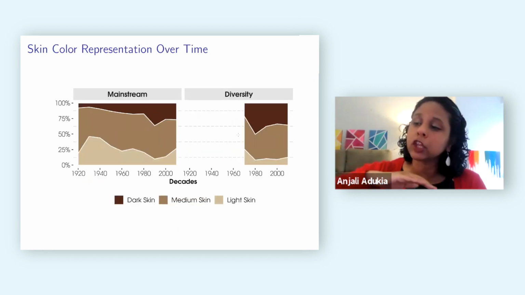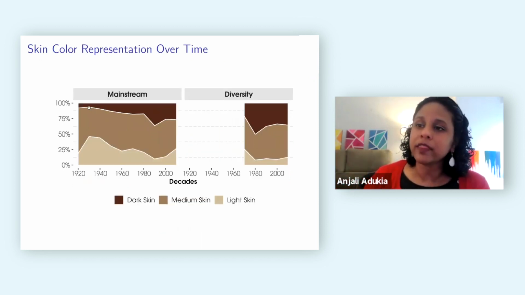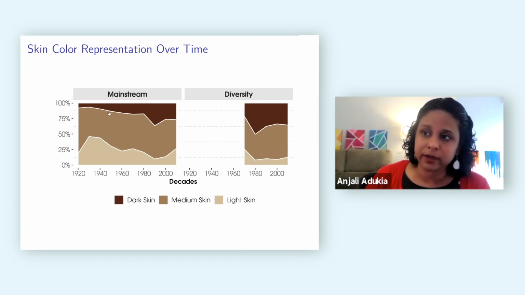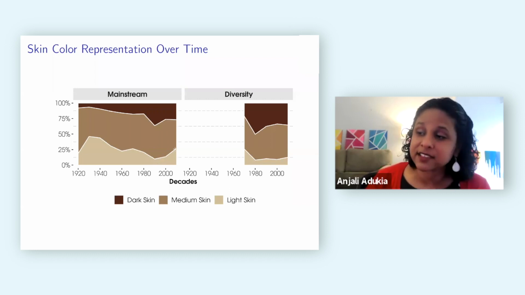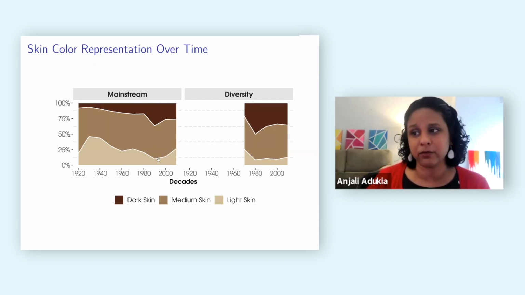And when we look at this over time, one thing you can see in the mainstream is that there is this butterscotching throughout. And what you might expect is that there's going to be an increase in darker skin colors represented. But actually, over the last three decades, there's also an increase in lighter skin that's being represented.